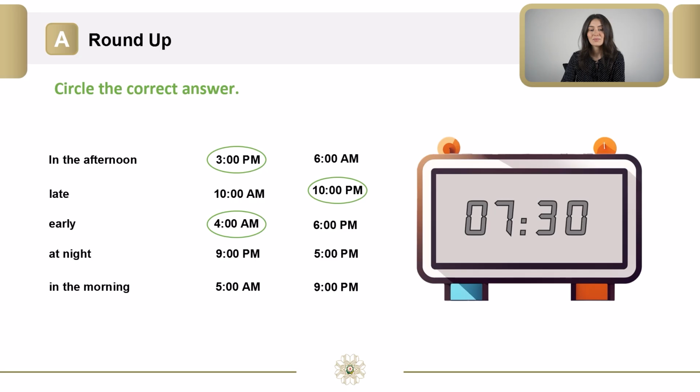At night, 9 p.m. or 5 p.m.? Night time is 9 p.m. And lastly, in the morning. In the morning is 5 a.m.